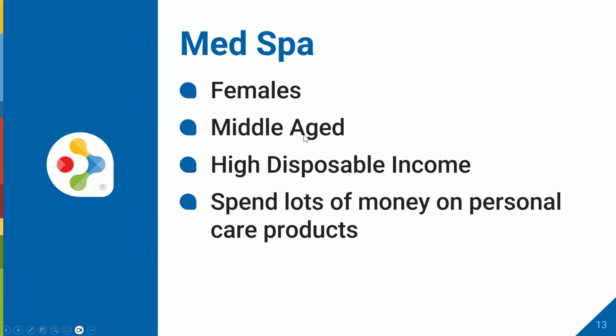So we want ladies of a certain age. We want them to have lots of disposable income, and we also want to know what they spend their money on. They spend lots of money on, guess what? Themselves. So we're going to take these 4 consumer attributes, pop them into RPR, and I'm going to show you on the map exactly where that perfect location is for our med spa.